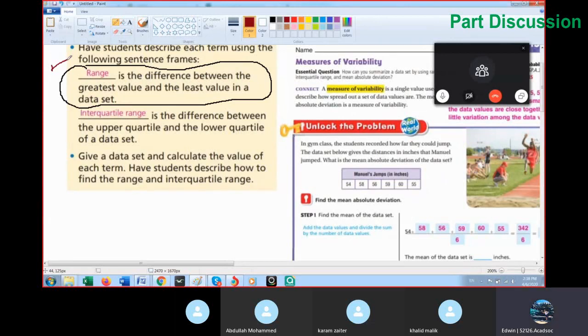Now, when we talk about interquartile range, what do we mean by interquartile range? Can you read what is an interquartile range? Lara, can you read this one? It is the difference between the upper quartile and the lower quartile of a data set. So you have to remember that one. Range and interquartile range, both of them, when you are applying this, you're going to subtract the numbers.